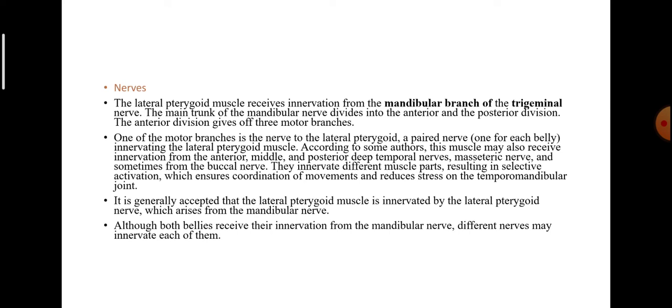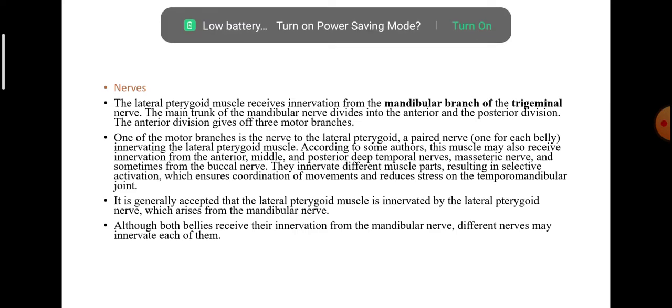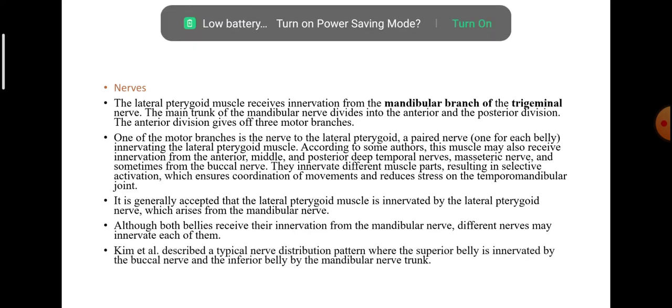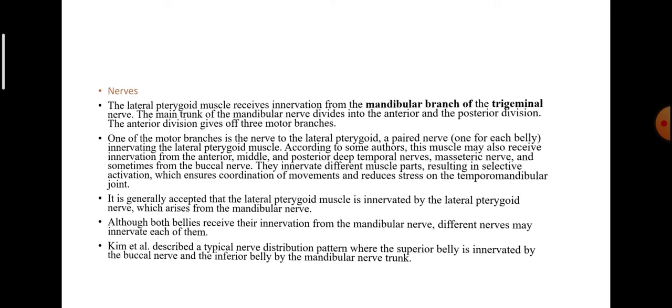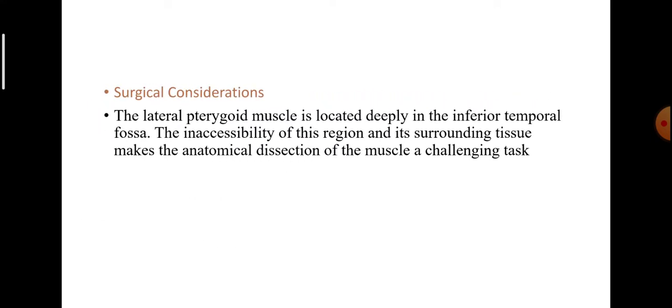And although both bellies receive the innervation from the mandibular nerve, different nerves may innervate each one of them. Kim described a typical nerve distribution pattern where the superior belly is innervated by the buccal nerve and the inferior belly by the mandibular nerve trunk.